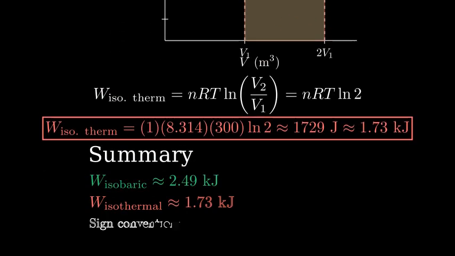To summarize, when the volume doubles from V1 to 2V1 for isobaric expansion, the work is about 2.49 kilojoules. For isothermal expansion at 300 Kelvin, the work is about 1.73 kilojoules. The isothermal work is smaller here because the pressure drops during the expansion, so the area under the curve is less than the constant pressure rectangle.